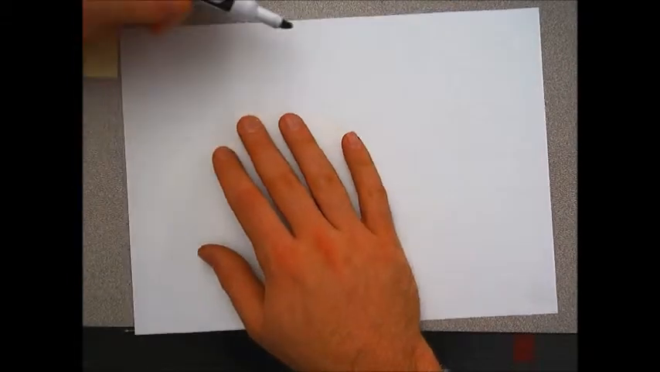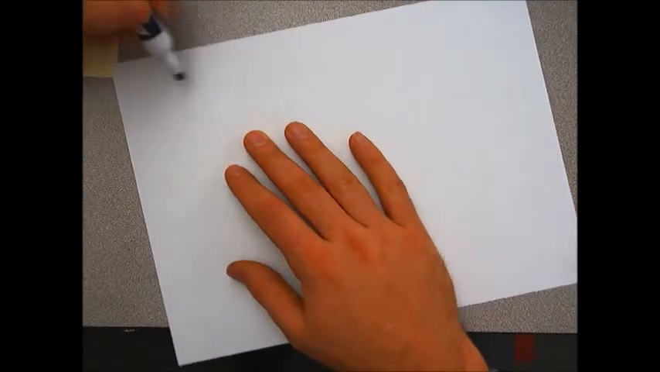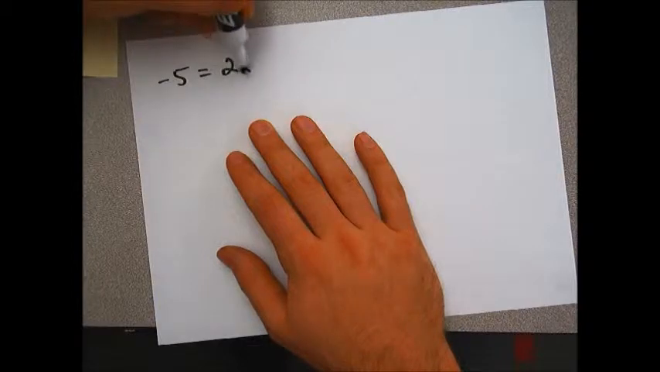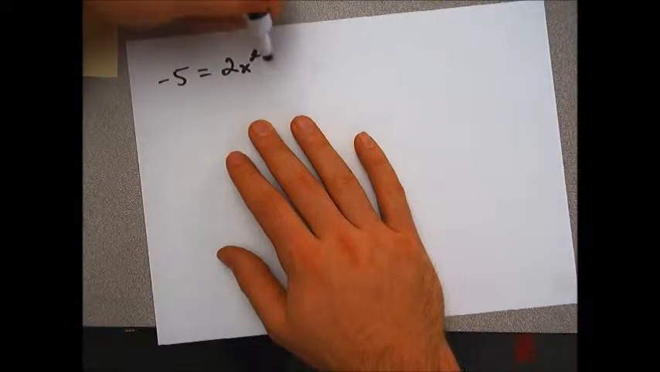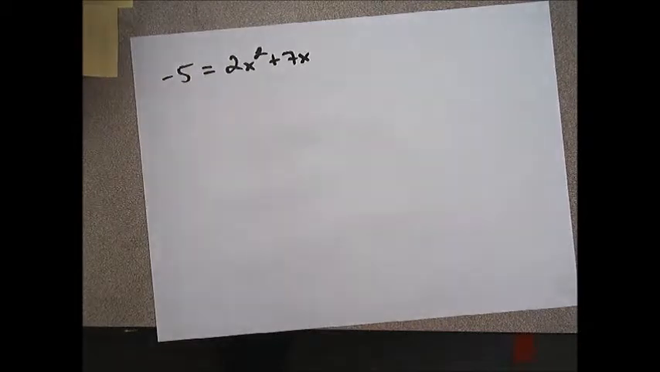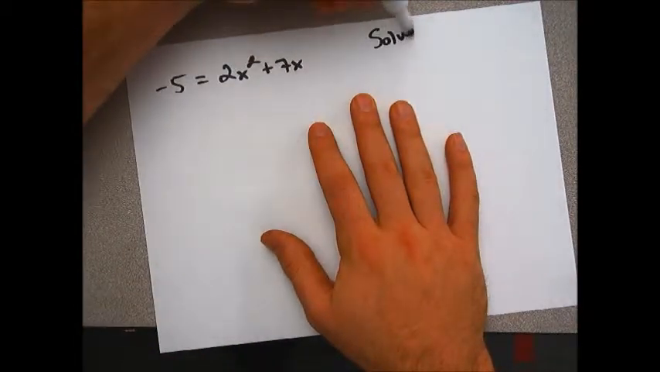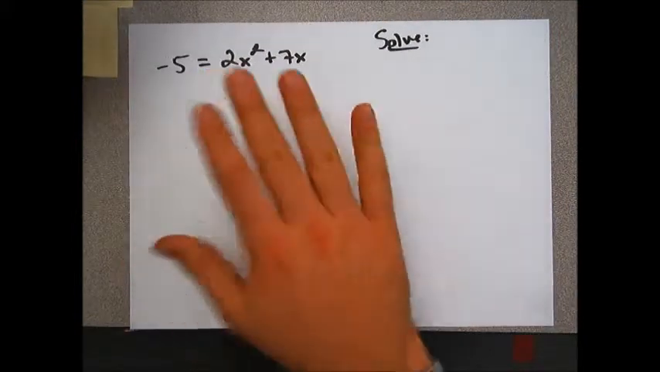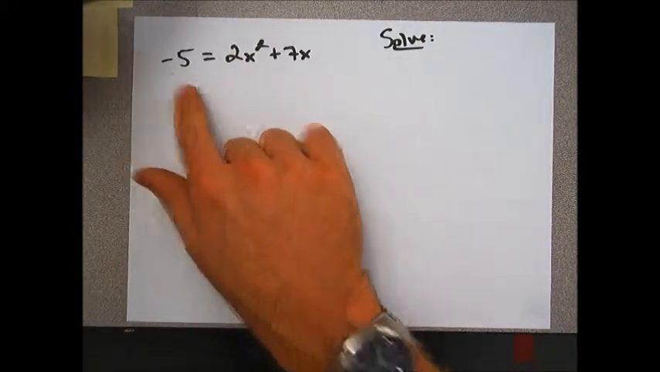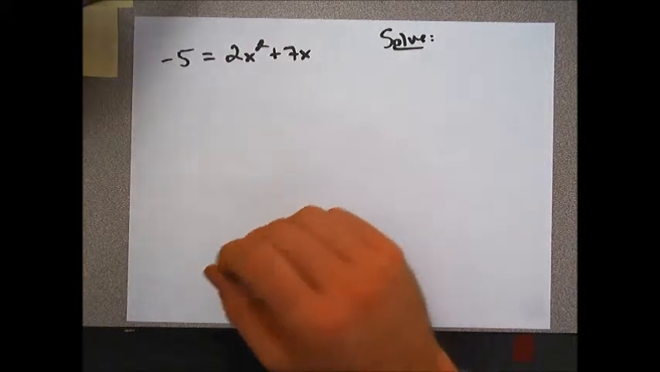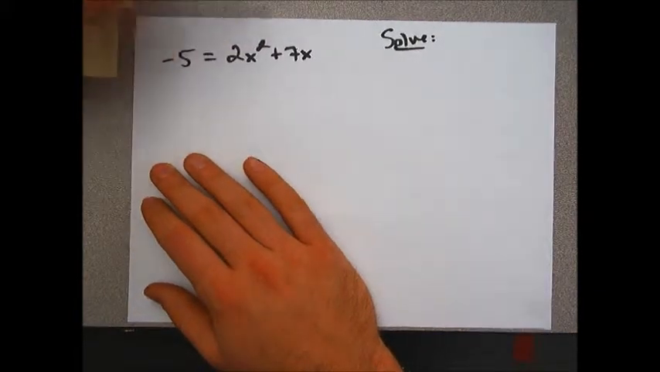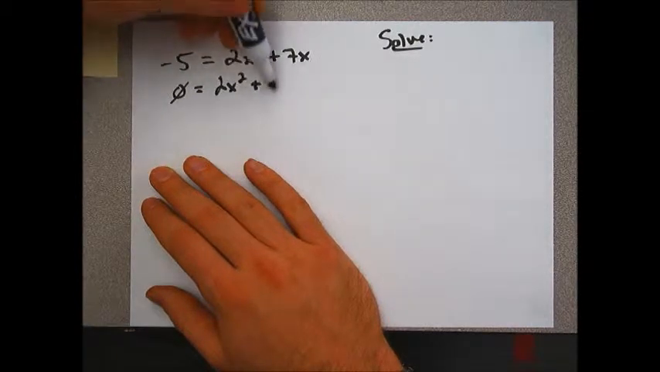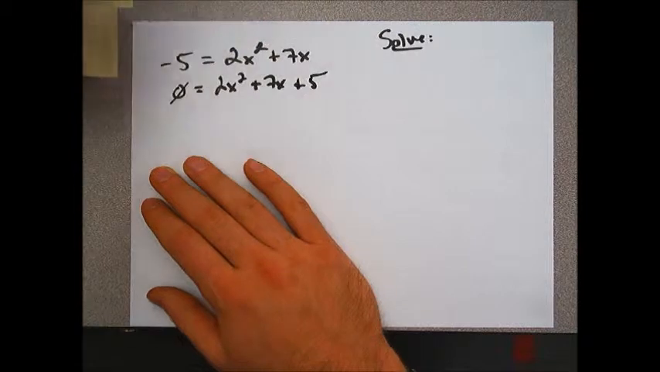Okay, next we're going to look at solving a quadratic. So let's say that we have -5 is equal to, I don't know, 2x squared plus 7x. So if we want to solve this, and we're going to try using the quadratic formula, the first thing we need to do anytime we solve a quadratic is that we set the whole thing equal to 0. So to get rid of this negative 5, I bring it over. So now I can say that 0 is equal to 2x squared plus 7x plus 5.